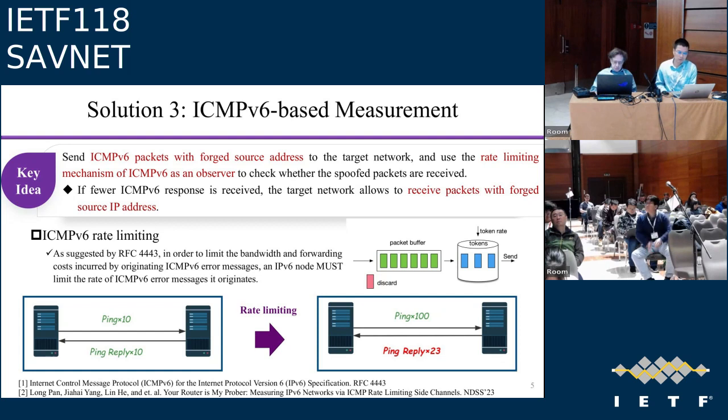So if the spoofed packets reach the server, it will consume the token bucket of the server. So we can use it as an observer to check whether the spoofed packets have been received by the target server. This work is proposed in NDSS 23.